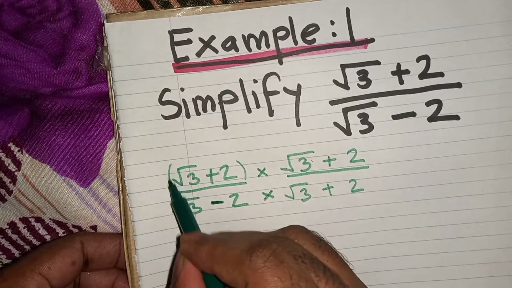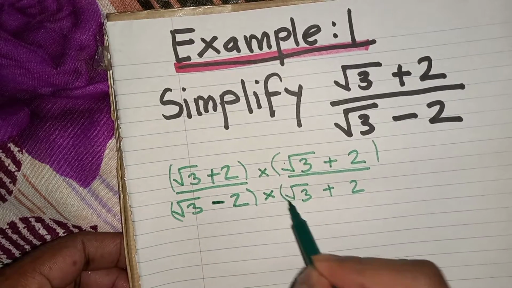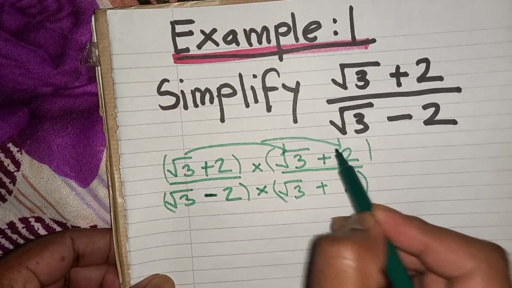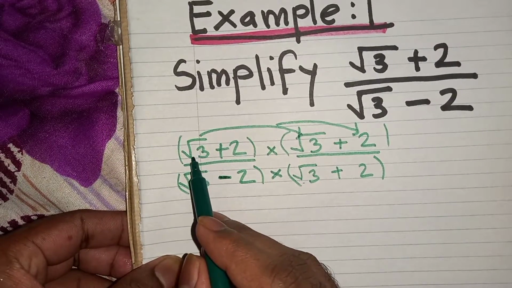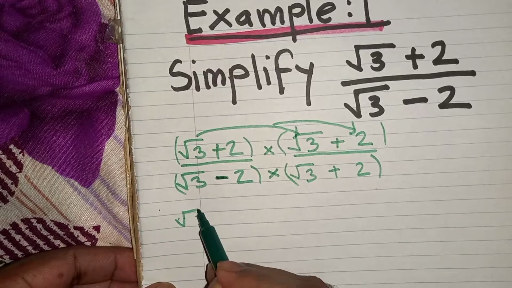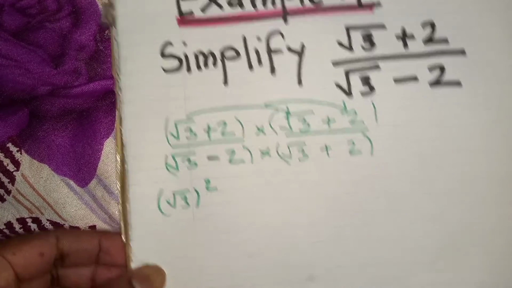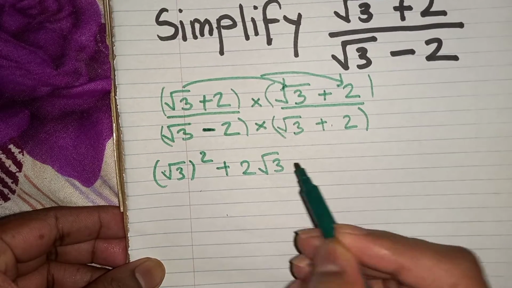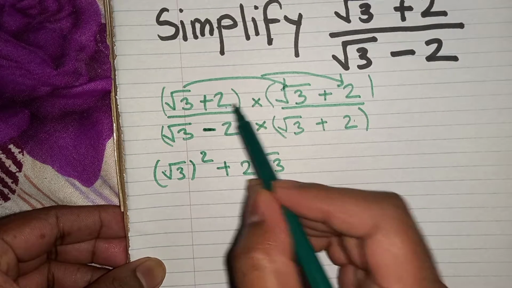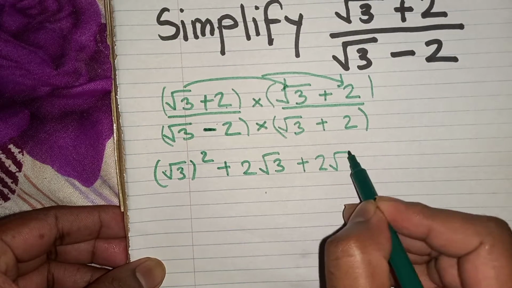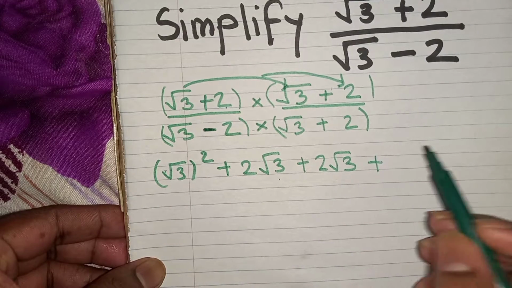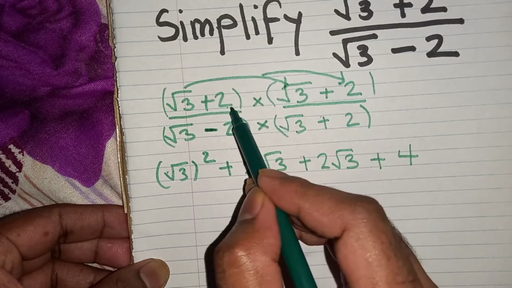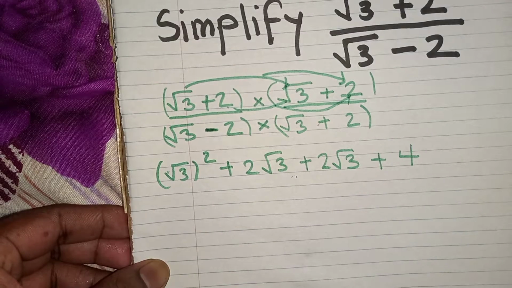So we have to expand first, right? So root 3 times root 3 will be basically root 3 squared, and then root 3 times 2 will be plus 2 root 3, and then 2 times root 3 will be plus 2 root 3, and then plus 2 times 2 is 4.